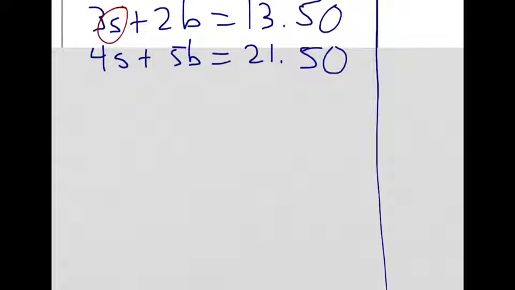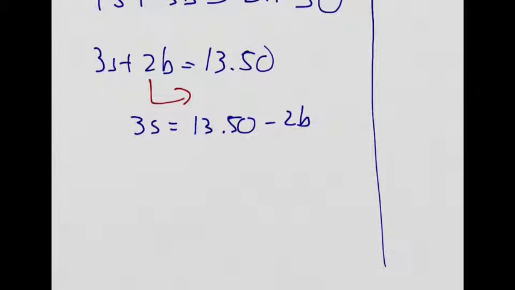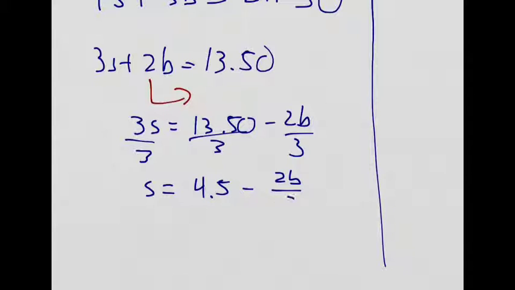So that gives 3S plus 2B equals 13.50. Bring the 2B over, and then divide out the 3. Whatever you do to one side, you have to do to the other. So if you divide the left by 3, you have to divide every single thing on the right by 3. So 13.50 divided by 3 is 4.5. I know 2 over 3 is repeating, so I'm just going to leave it as a fraction for now.